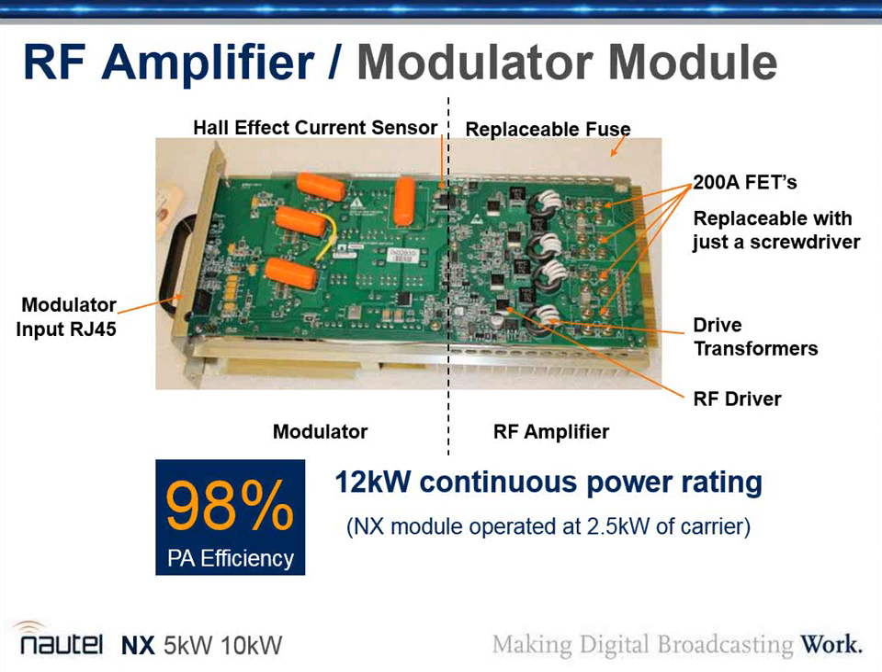And going back to the same module we've used across the range, the left-hand side of this card is the modulator. And we'll show a schematic or a block diagram of that in a second. And the right-hand side of the card over here is the RF amplifiers. And the key bit of all of this is the H-bridge, which is 4 200-ampere field effect transistors, which are screwed in here. They're actually replaceable with just a screwdriver.